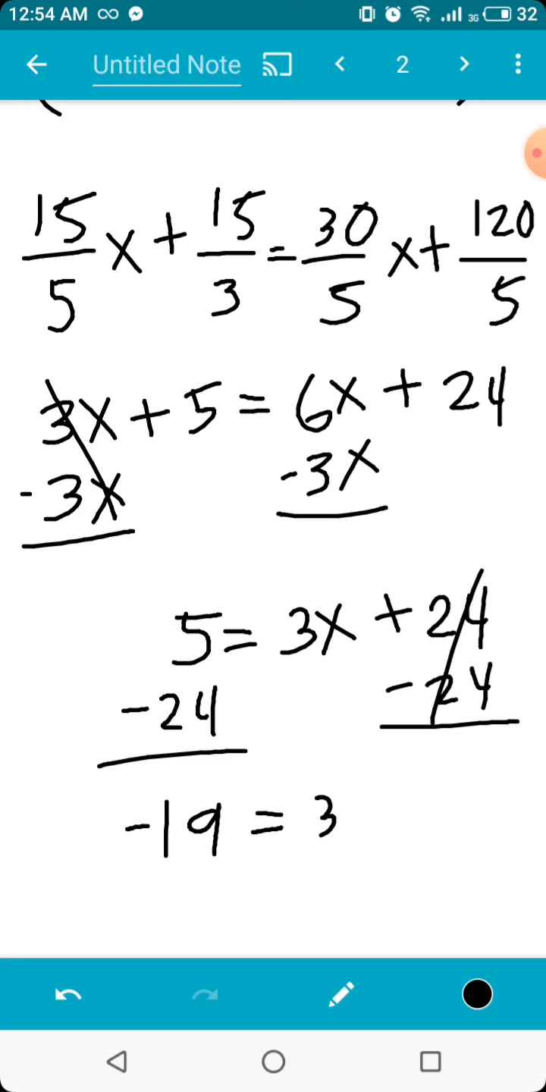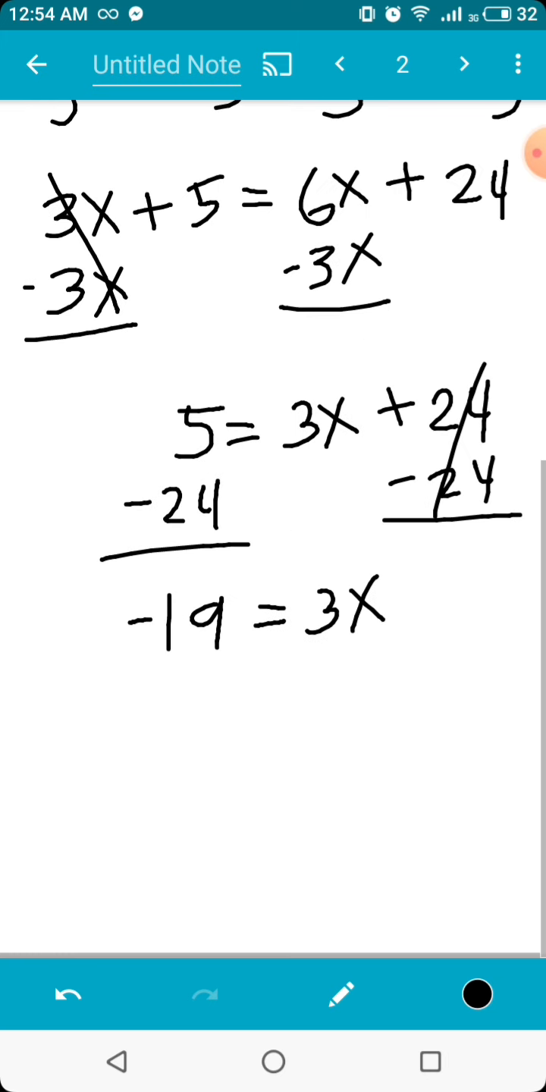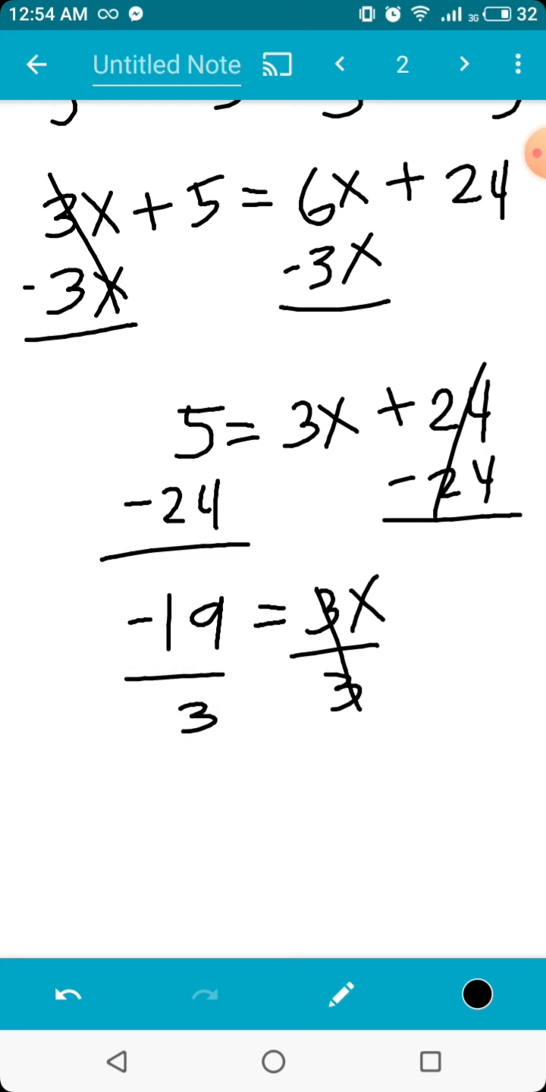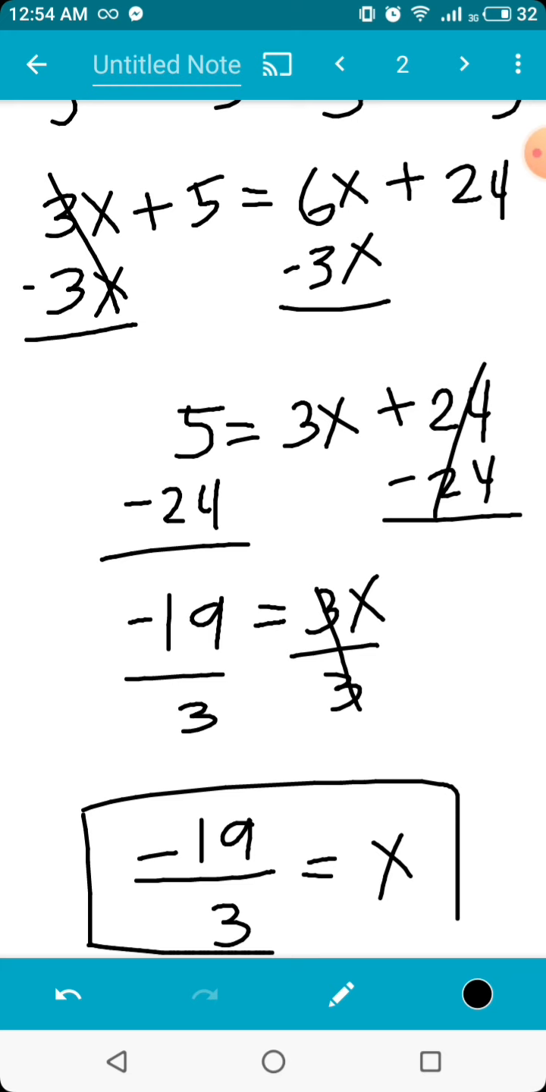Then, bring down si 3x. So, to get the value of x, just divide it by 3. So, the value of our x ay negative 19 over 3. Okay? So, ito na ngayon ang value ng ating x.